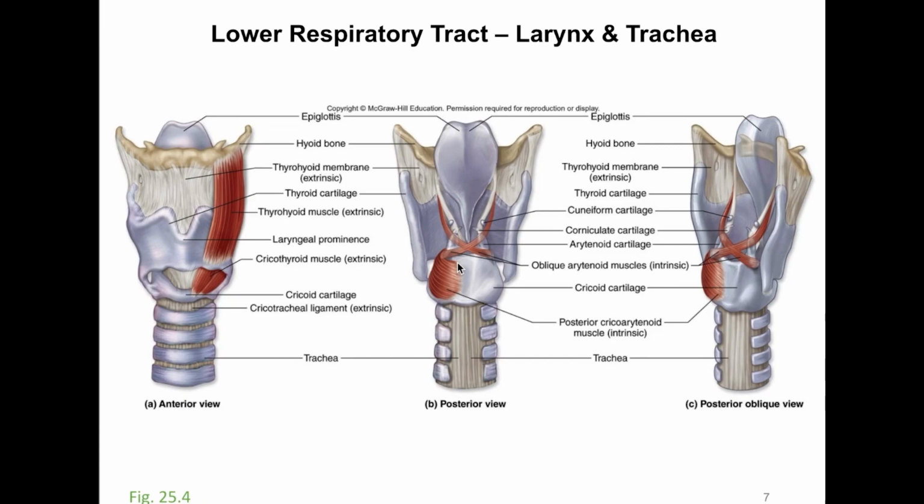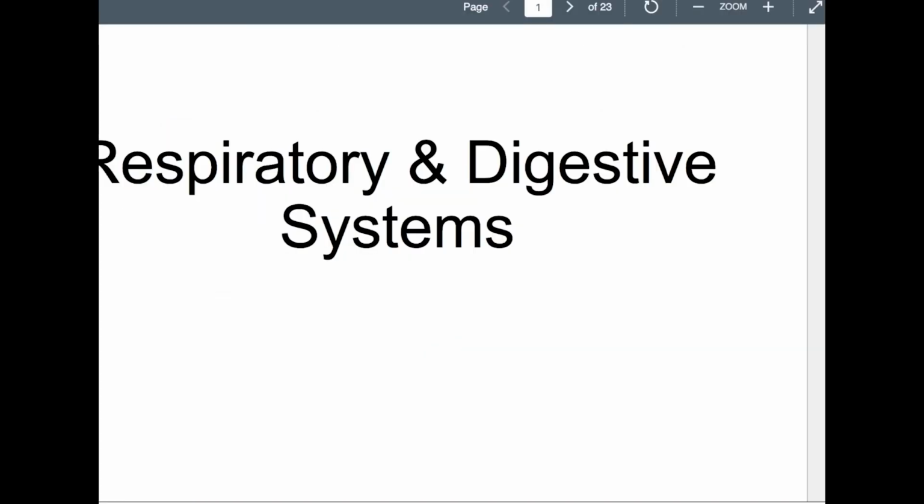So what else do you need to know from this picture? You need to know these little cartilages in the back. This cartilage right here, and I'll see if I can find a picture that doesn't have the muscle in it, is called the arytenoid cartilage. And there is a little horn-shaped cartilage on top of it, which is called the corniculate cartilage. So let me switch PowerPoints here and see if I can find a better picture.